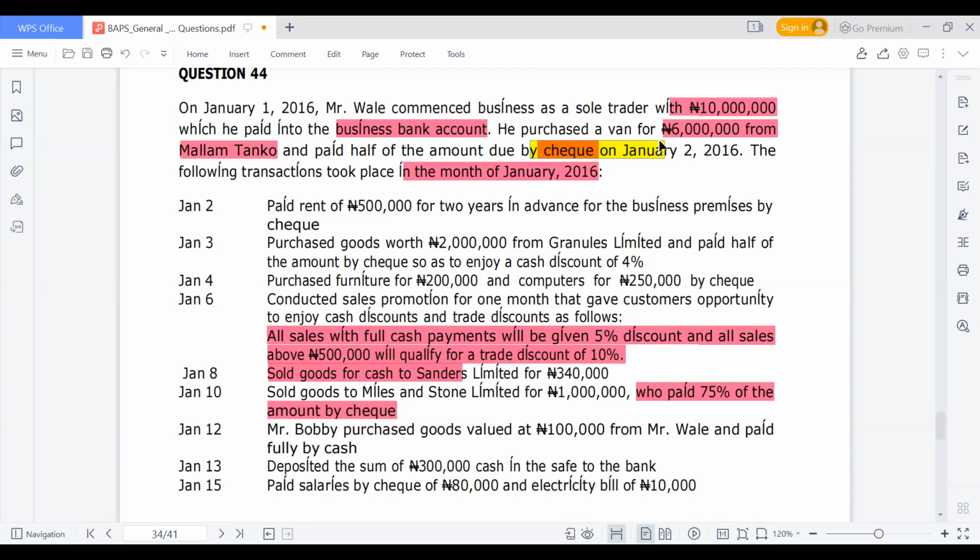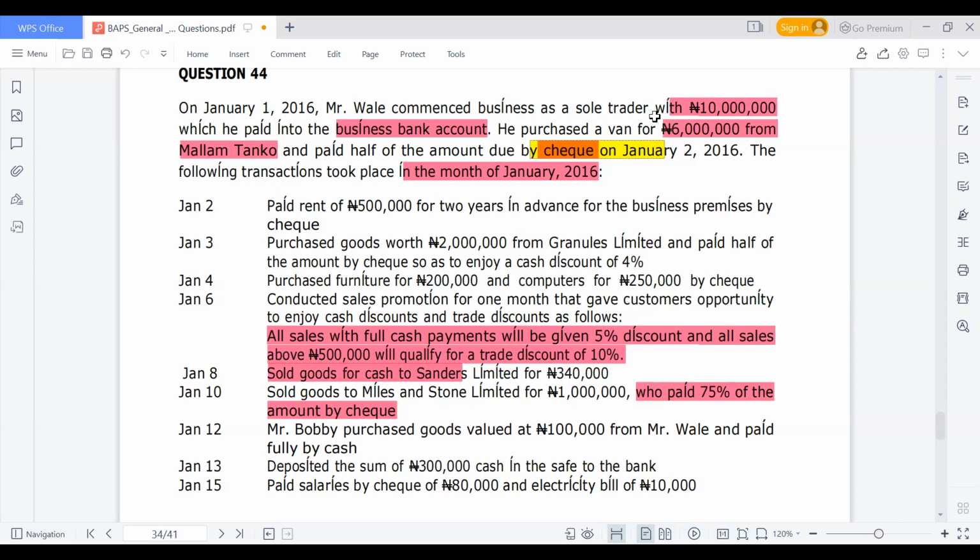So what I'm now doing is making payment. You have 10 million in your bank account and you purchase a motor van of 6 million, but you paid half of it. So you are owing the guy an extra 3 million. Since money is going out, if your asset account is reducing, you are going to credit, because your bank is reducing.